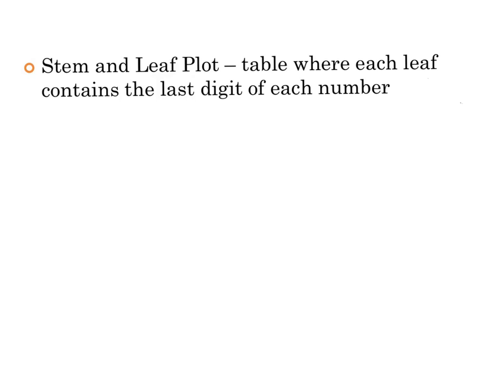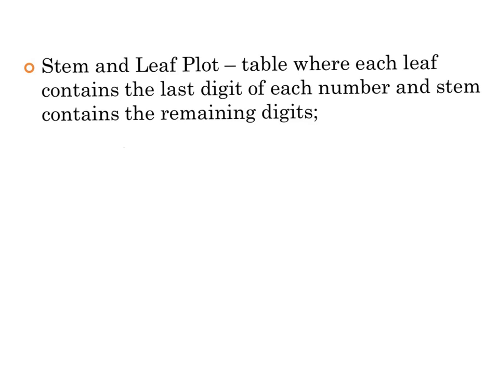The stem, the leaves are all the last parts of the number. Okay? The stems are the first part of the number. The remaining digits, the front parts of the number. So what we're going to really do is divide our numbers up. We're going to chop them up and group them. And the number of leaves is the frequency for that particular class. And each stem equals a class.